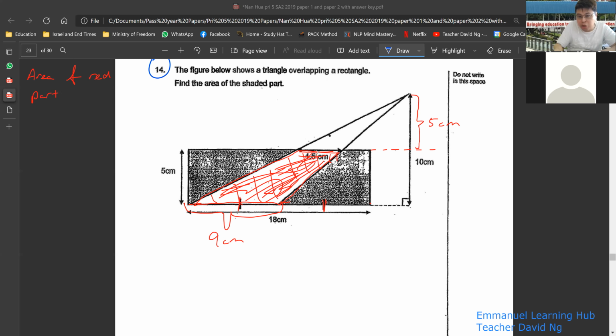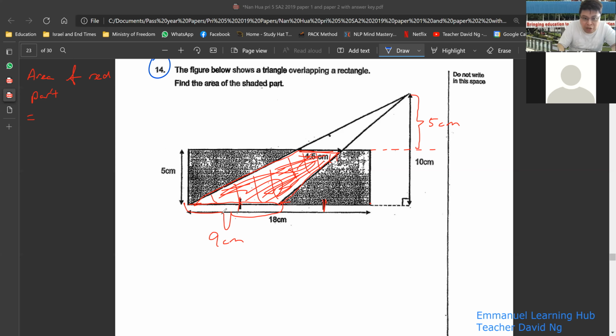Okay, in the exam, you don't call this the area of the red part. You call it the area of the unshaded part within the rectangle. In the exam, you don't write area of red part because you're not going to shade it in red. So you're going to say area of the unshaded part within the rectangle. Make sense? Yes.